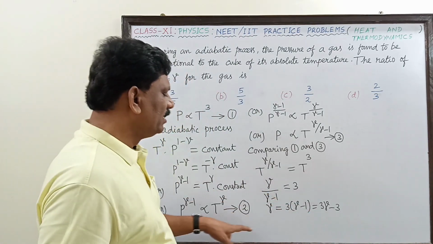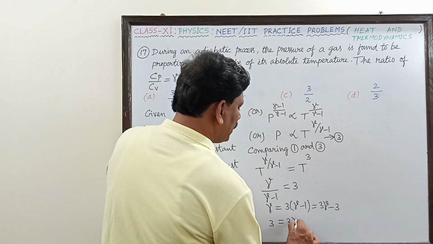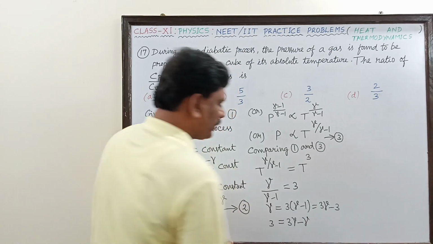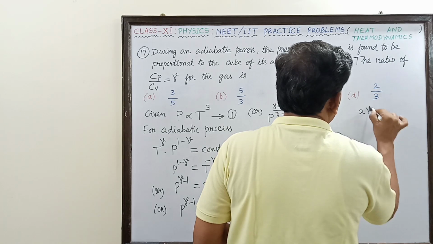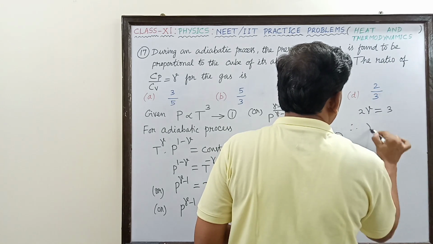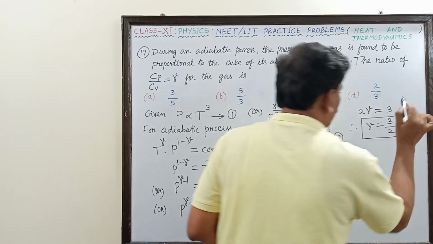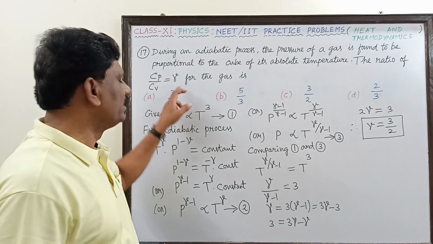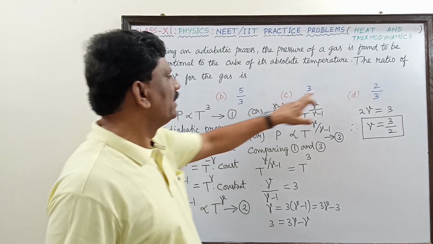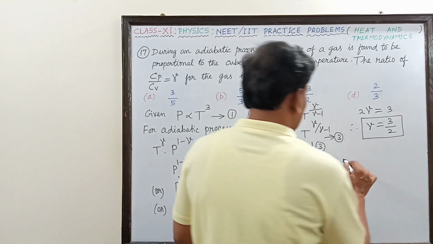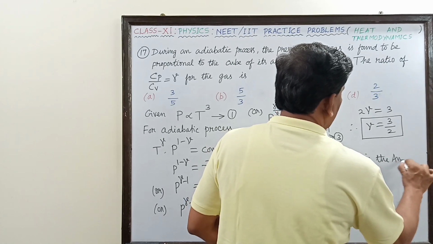So this minus 3 is shifted to the left hand side. It becomes plus 3. This is equal to 3 gamma minus gamma. So 2 gamma is equal to 3, is it not? Therefore gamma must be equal to 3 by 2. So we have got the answer: Cp by Cv equal to gamma is equal to 3 by 2. So which of the options is correct? Now see, option C is 3 by 2, is it not? Therefore option C must be the correct answer.